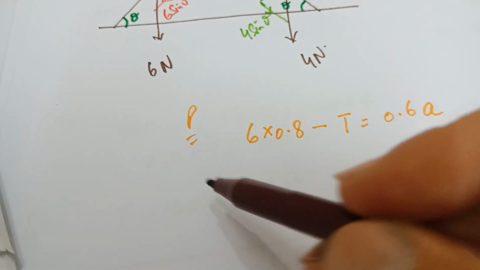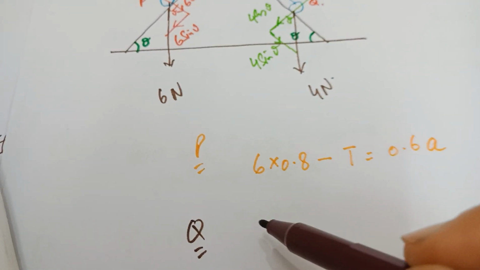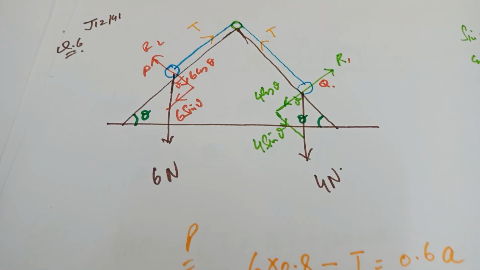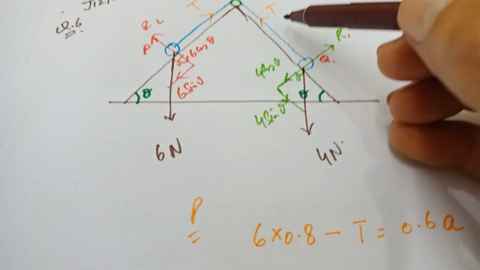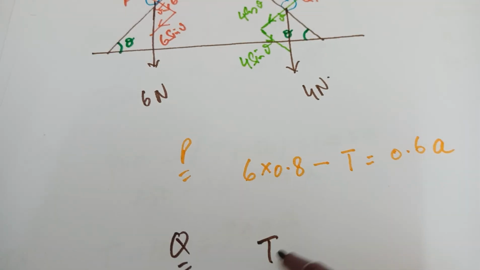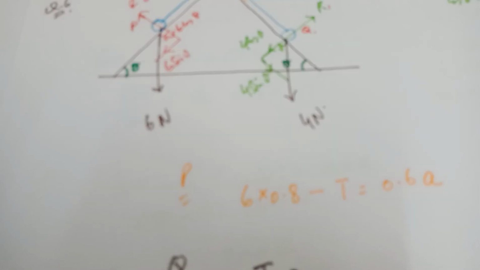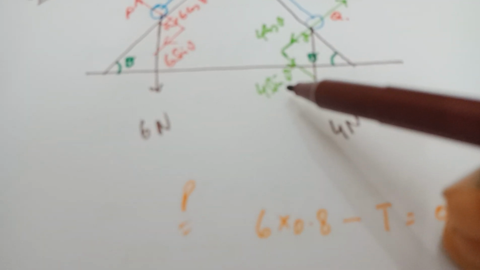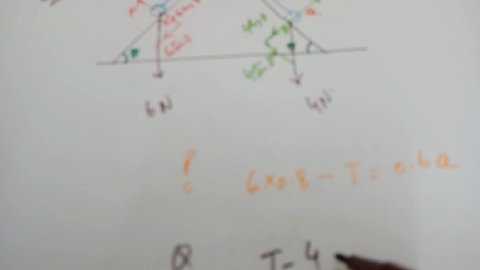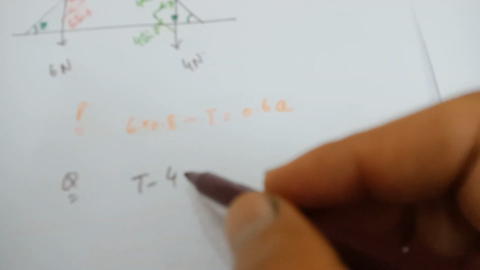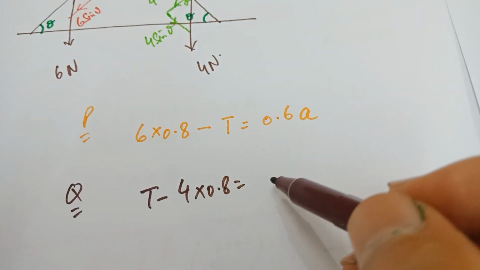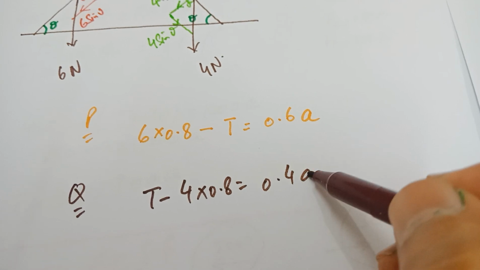And then from the particle Q, this is going upwards. So upwards we have the tension T over here. So this is going to be T minus, downward, the weight component, that is 4 sine theta. You can see this is 4 sine theta over here. So this 4 and the sine theta is 0.8. So this is going to be T minus 4 into 0.8, that is equal to 0.4a.